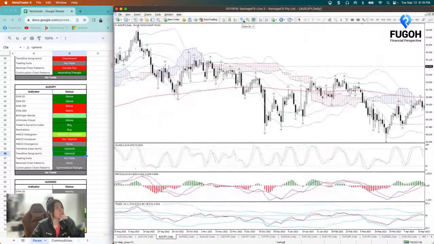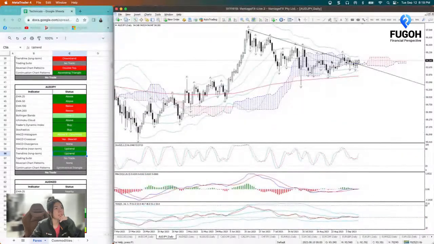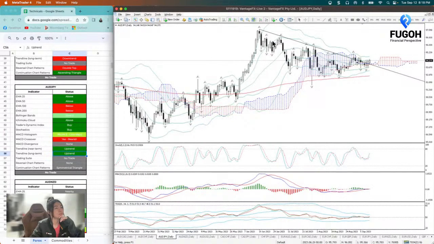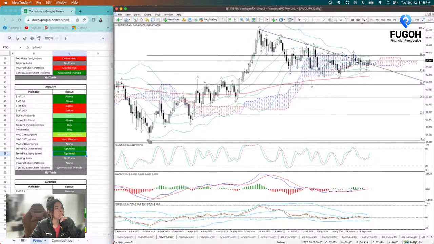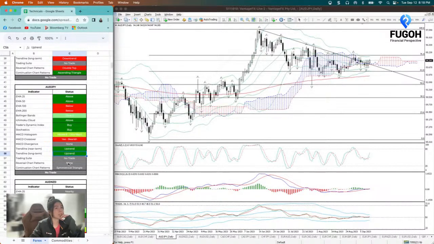So now things have changed for AUDJPY. This is now both uptrend because this is a breakout for the trend line. Well, let me confirm by inserting a line. All right. Yeah, this is correct. This is a breakout for AUDJPY. That's correct. Trading suite, I don't have any. Do we have any? No, none.